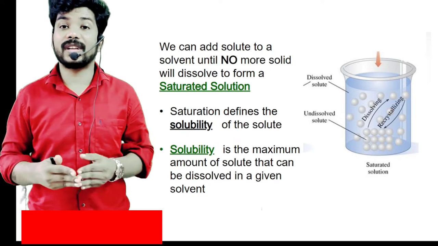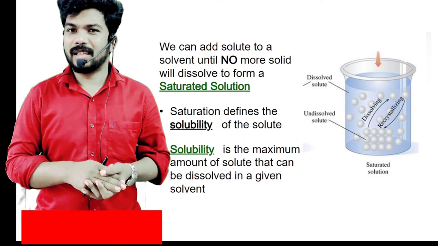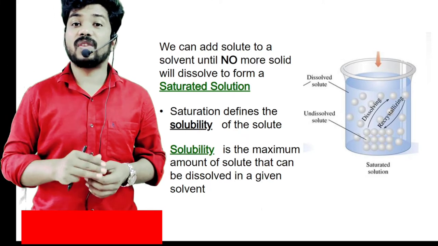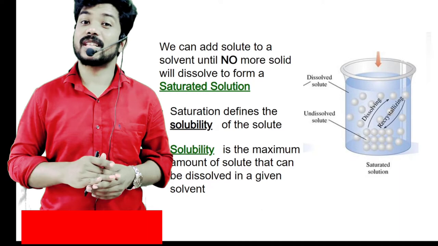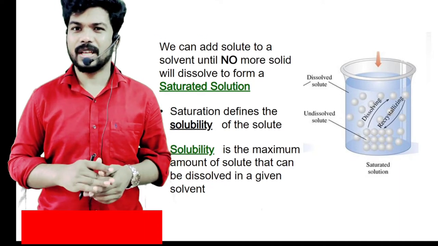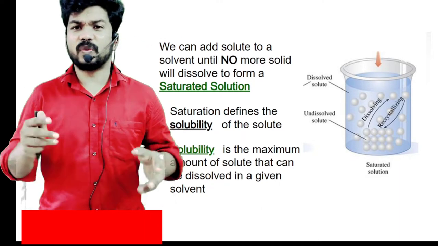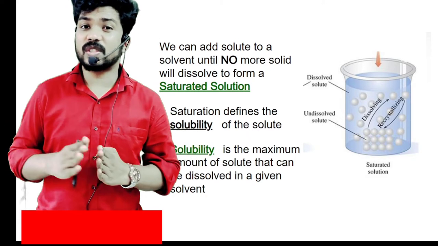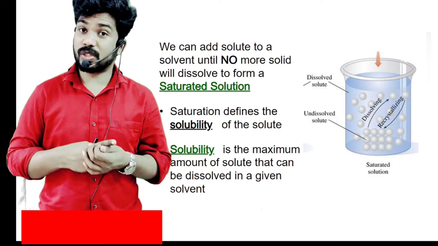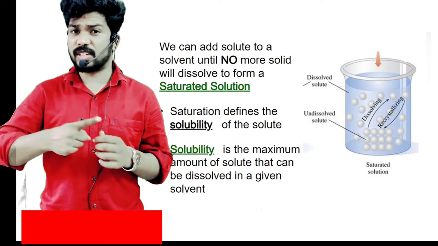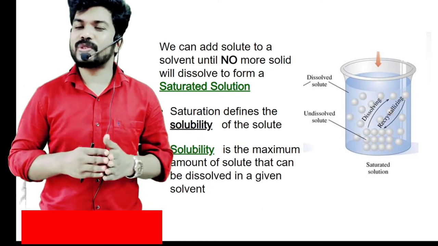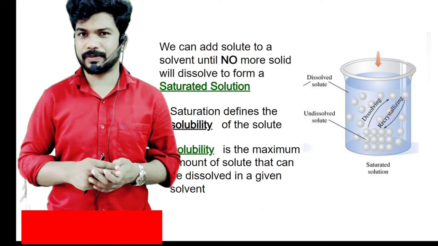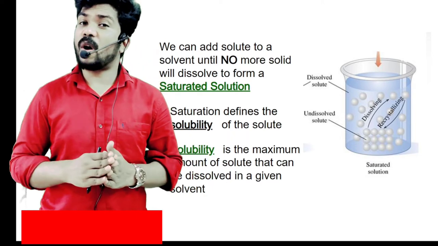So every solvent has its own solubility. The solubility of each and every solvent will vary. Okay, so that is called solubility. Then what do you need to study in solubility? We need to study the variation in solubility based on temperature and pressure. There are three things: temperature, pressure and nature of solute and solvent. But the most important thing is temperature and pressure. So let's go to the variation of solubility.